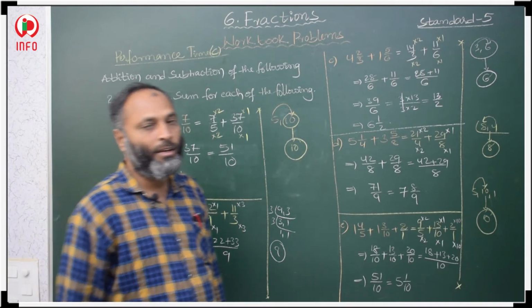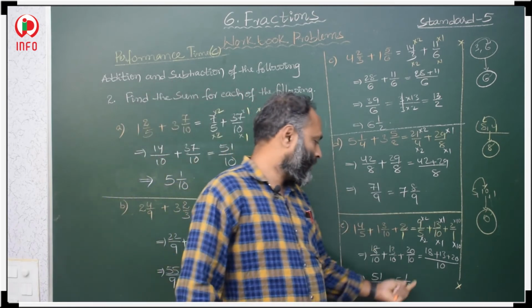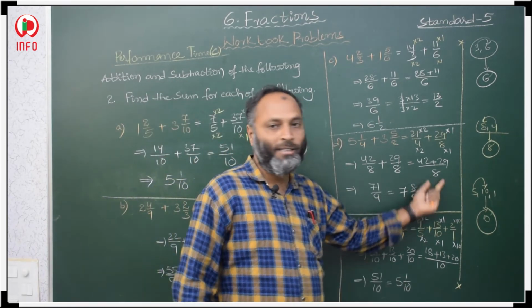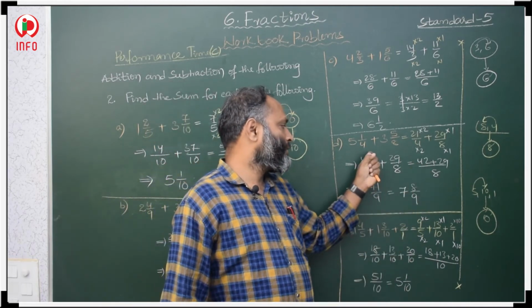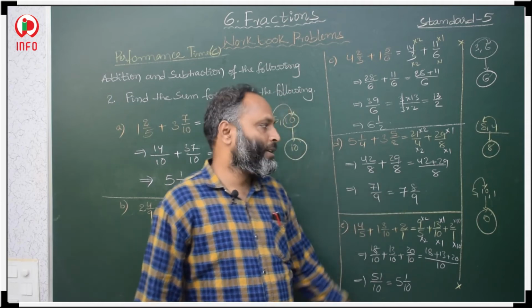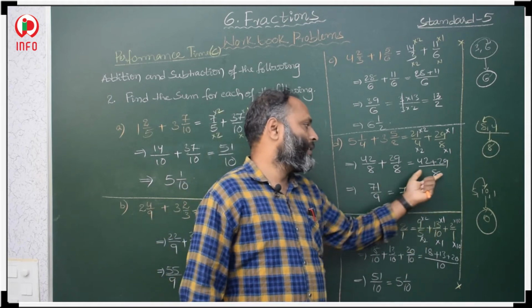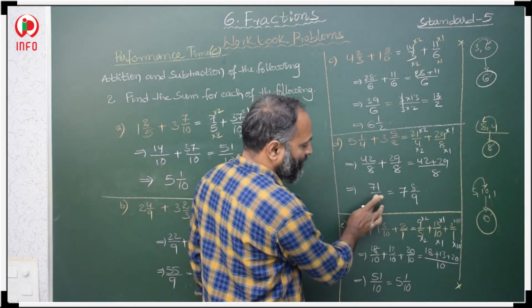Now, these questions are all similar. Here also we did one. Here the denominator is 8. So like fractions, 42 by 8 plus 29 by 8. 8 is our denominator. According to the LCM, 8 is our denominator. Here we took 9, but 8 is our denominator.